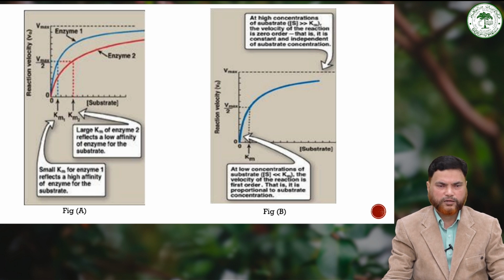Then how does this equation reveal the relationship between velocity and enzyme concentration? You see that the reaction rate is directly proportional to enzyme concentration at all substrate concentrations. For example, if the enzyme concentration is halved, the initial rate of reaction, that is V0, as well as Vmax, are reduced to half of the original.